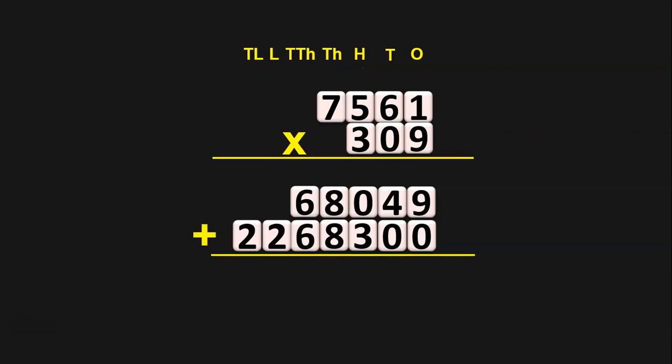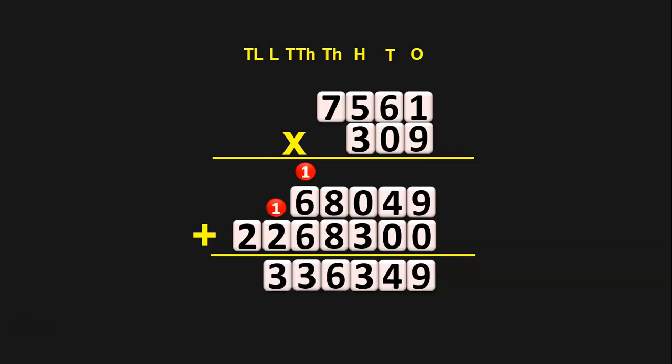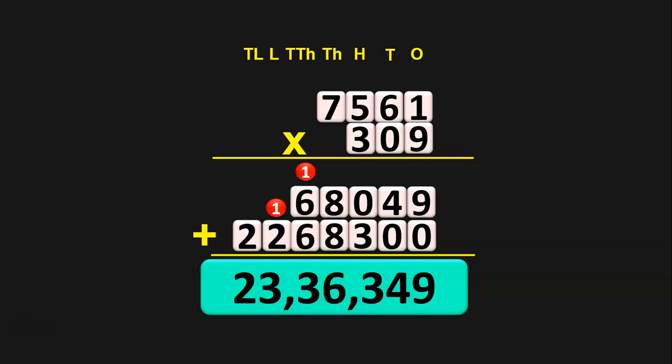Now add both these numbers. 9 plus 0, 9. 4 plus 0, 4. 0 plus 3, 3. 8 plus 8, 16. 6 carry over 1. 1 plus 6 is 7. 7 plus 6 is 13. 3 carry over 1. 1 plus 2 is 3. And 2 in the 10 lakhs place can be taken and written down just like that. So the answer is the same. 23,36,349.